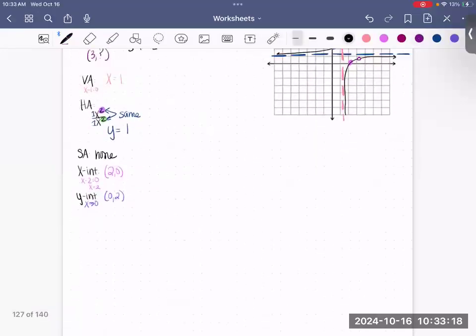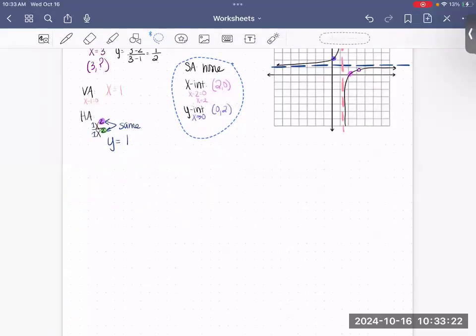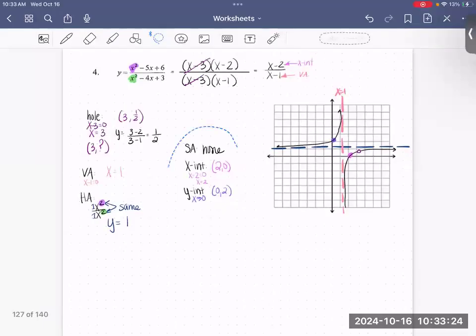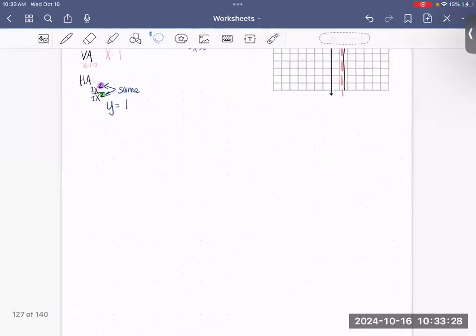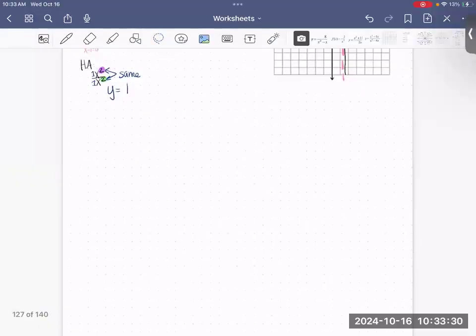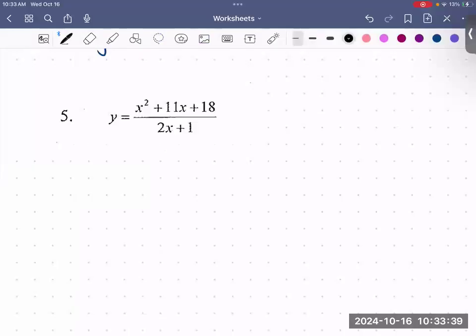Now let's go to number 5, and I'm actually going to move this over here. Because number 5, we do end up having a slant asymptote, which is the first time we're actually talking about a slant asymptote. So I want to give us some space. So number 5 here. I would ask that you pause the video and at least try to figure out some of your other special features once you factor and simplify.